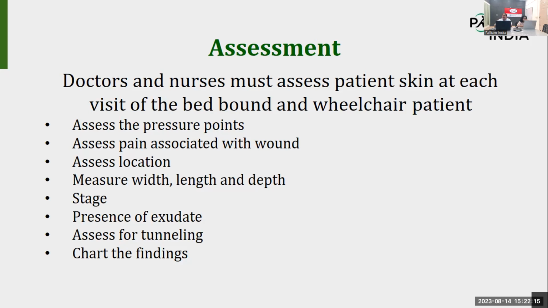So what do we have to assess? We have to assess the pressure point areas. As shown in the earlier slide, there are pressure point areas in the supine, side-lying position and also in the prone position. So we have to assess the pressure points for any kind of redness or circulation impairment. Then we have to assess the pain associated with the wound, what level of pain the patient is experiencing, because in the second stage the pain will be increased, right?